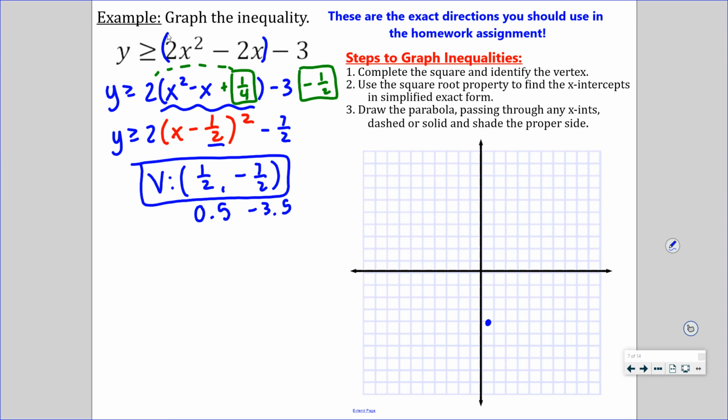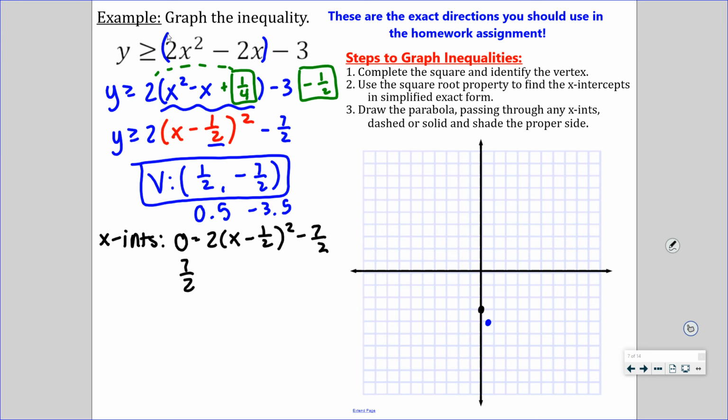Another point we could plot, look at my standard form. I could plot -3 if I wanted to. That's my y-intercept. You could plot that if you want. You should, really. Okay, let's quickly find the x-intercepts. So x-intercept is when y equals 0. I'll do this one with you since there's fractions.